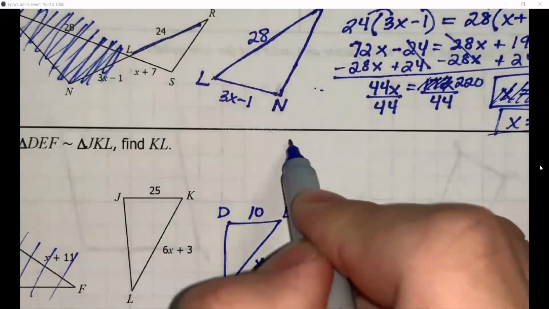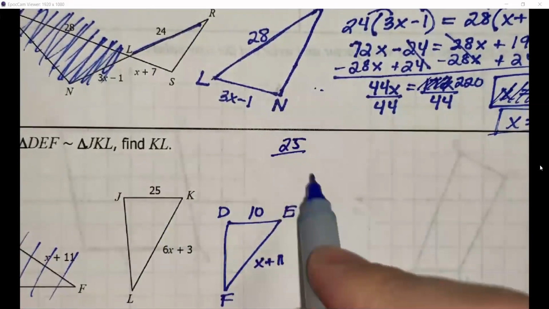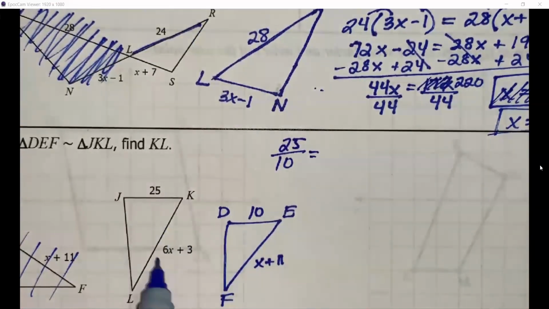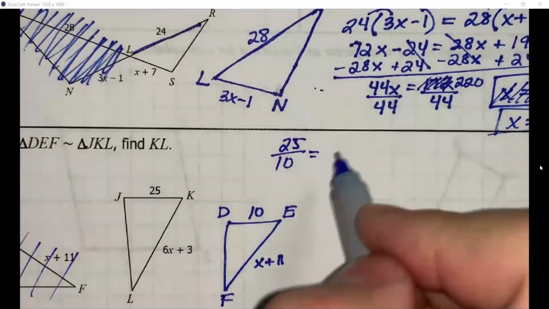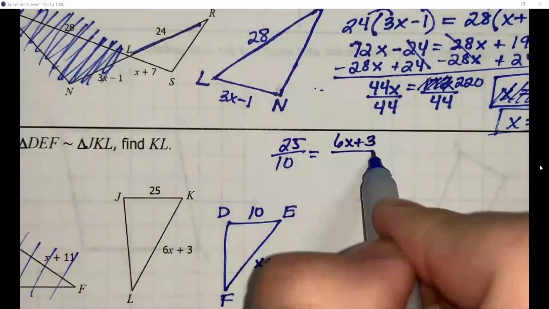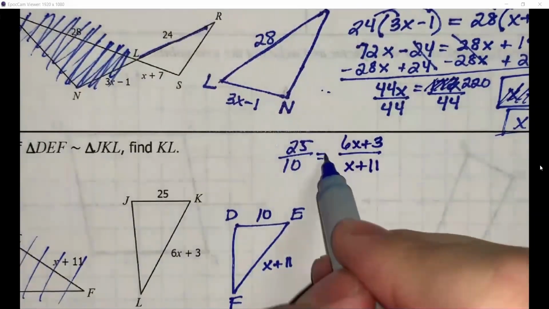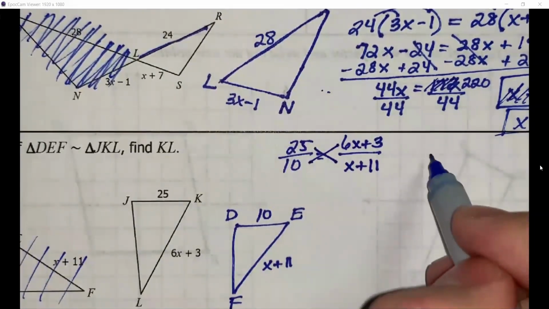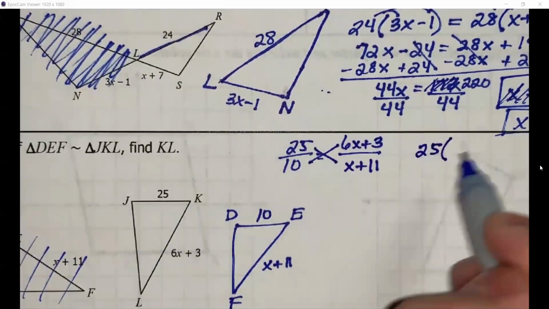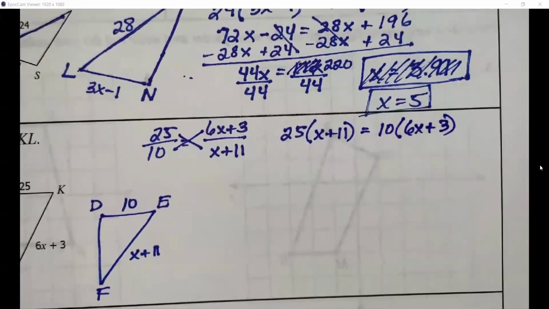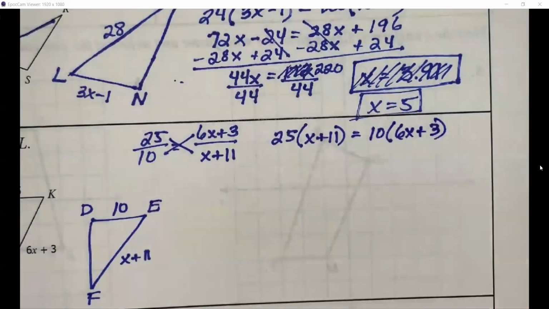So I'm going to do 25 divided by 10. And that's going to be equal to, and then again, big triangle over little triangle, (6x + 3) divided by (x + 11). And then from there, I'm just going to go ahead and cross multiply. So then I have 25(x + 11) is equal to 10 times (6x + 3). All right, and now it's just algebra from here.